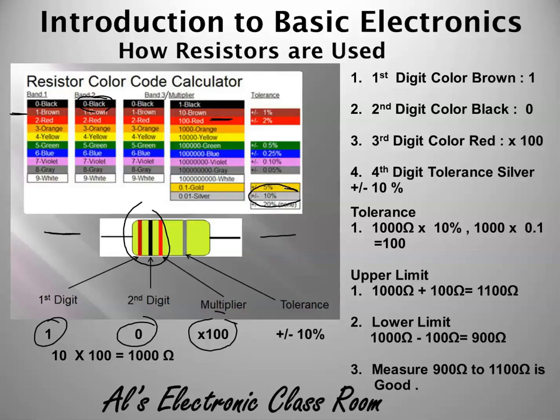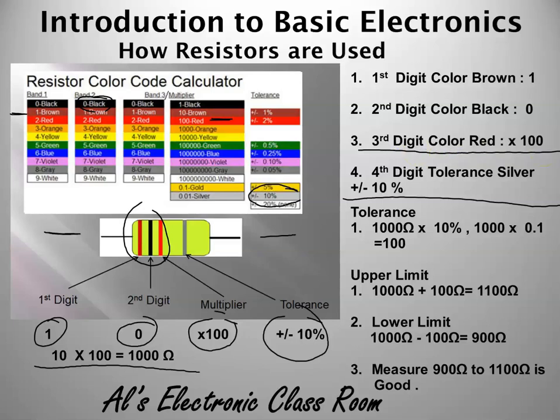So now I just go through the math. The first significant digit is 1, the second is 0, so that's 10, and my multiplier is 100, so I do 10 times 100, that equals 1,000 ohms. My tolerance is plus or minus 10%. Okay, and I show you that right here. First digit brown 1, second digit black 0, third digit red is 100, and so I multiply that. The fourth band, tolerance, silver, plus or minus 10%.